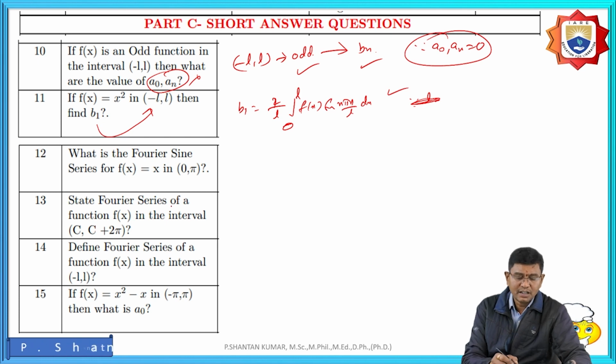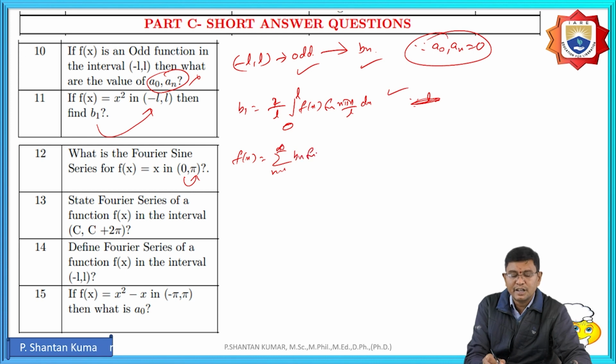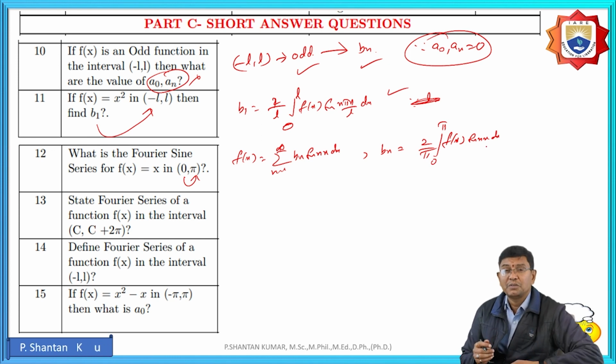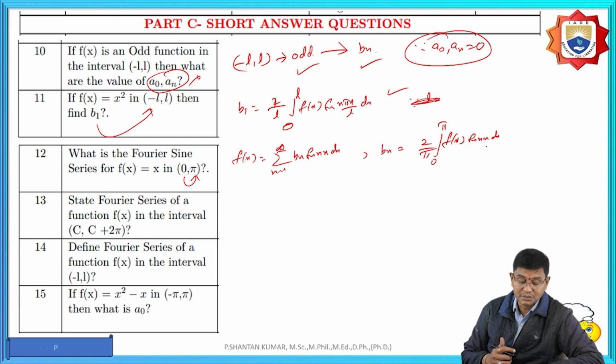And again, what is a Fourier sine series? The Fourier sine series is f of x equal to the summation of n equal to 1 to infinity bn into sin nx, where the value of bn is 2 by pi integration 0 to pi f of x into sin nx into dx. Because the limits are clearly mentioned as 0 comma pi only, it is clearly a Fourier sine series. And again, state the Fourier series of a function in the interval c to c plus 2 pi.